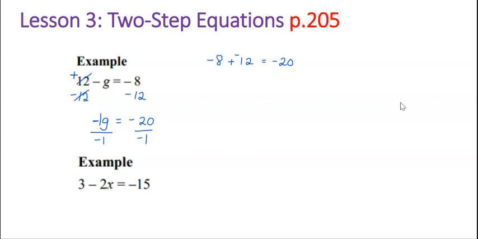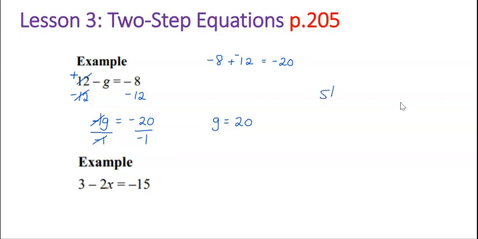And we're going to do that on both sides for balance. Now we have G as a positive. G is equal to negative 20 divided by negative 1, which is positive 20.